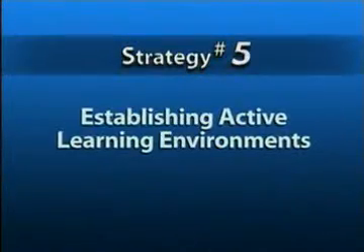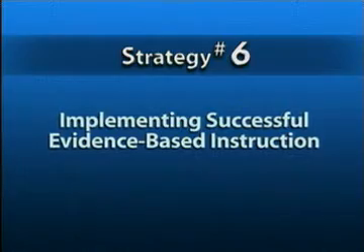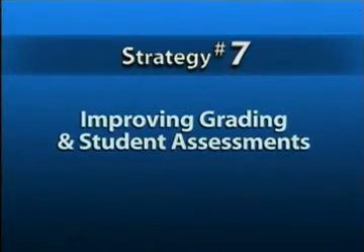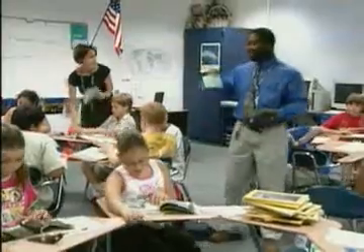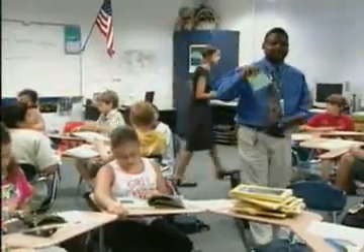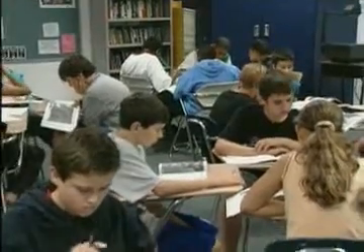Strategy number 5, establishing active learning environments. Strategy number 6, implementing successful evidence-based instruction. And strategy number 7, improving grading and student assessments. By employing these strategies, educators will have a comprehensive approach to creating schools that meet the needs of all students.